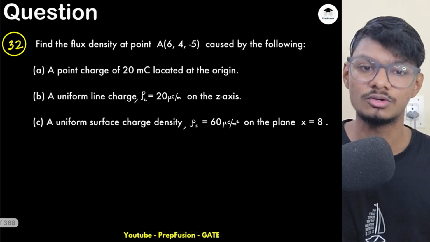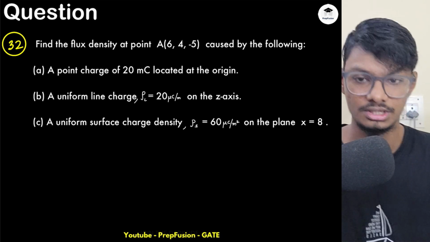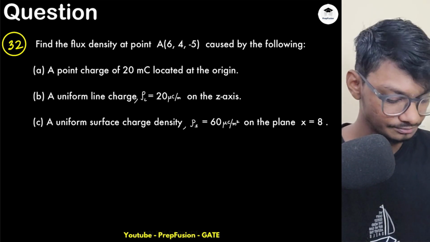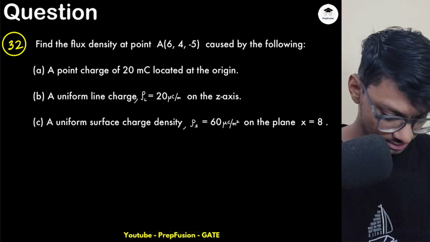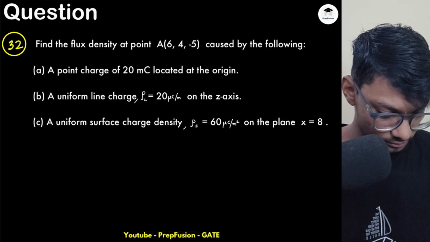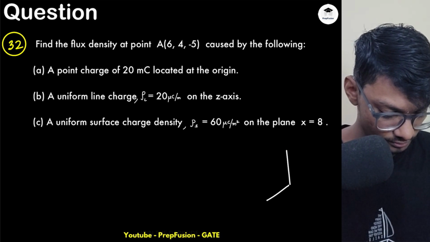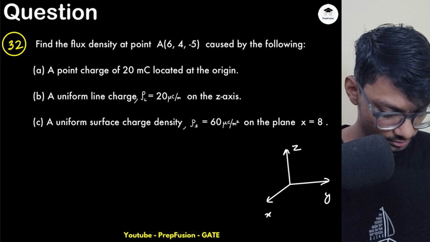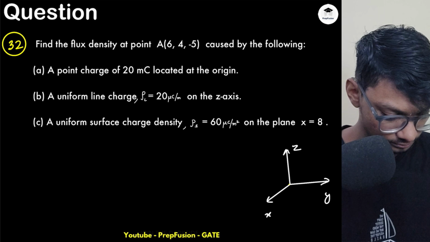Now let's do a basic question on flux density, to get more of the feel of flux density. Find the flux density at a point A equals 6, 4, minus 5 caused by the following. If I have a point charge located at the origin, find the flux density. So we'll mark the axis. This will be the point charge.